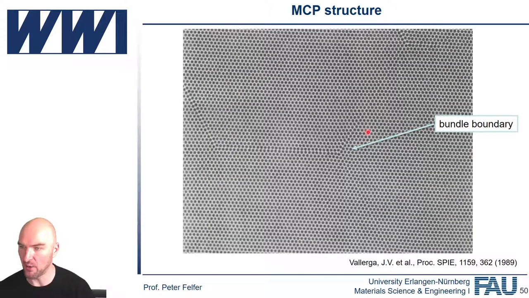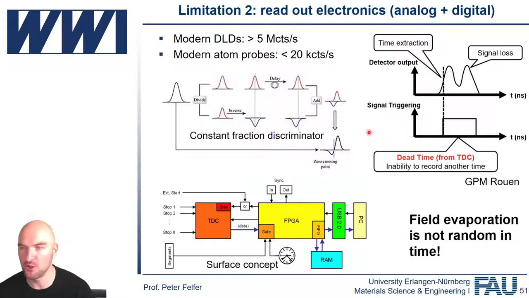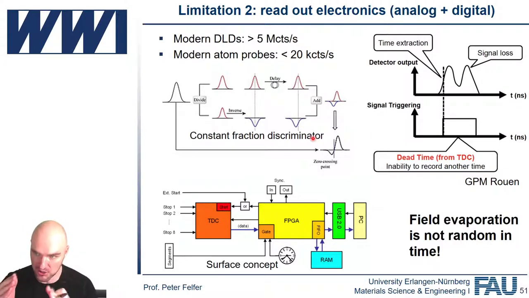Okay, so now we've got our electronic signal. So how do we turn that into a detector signal? How do we turn that into an actual measurement of time and position? The way we do that is by using a so-called constant fraction discriminator together with a time to digital converter.